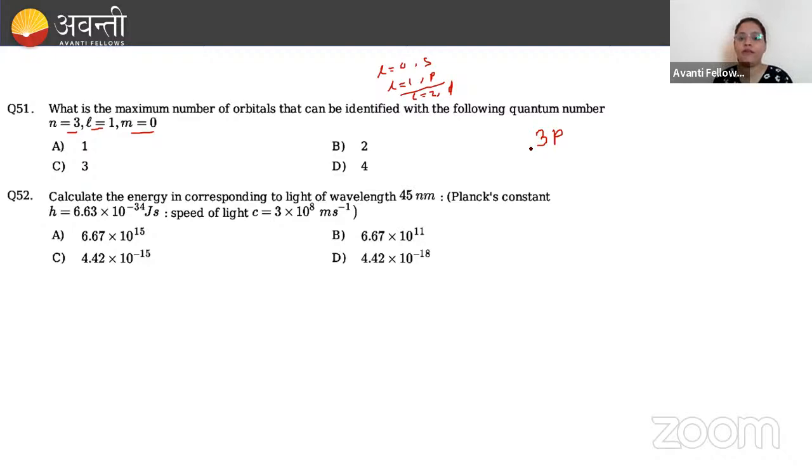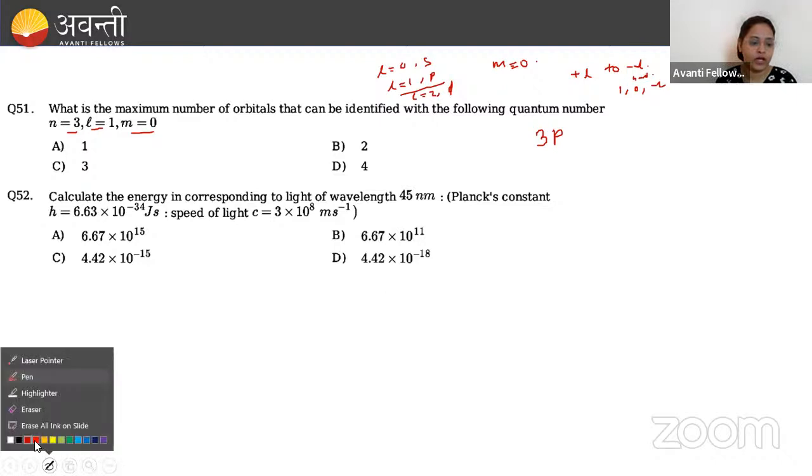When we talk about the m value here, it is 0. The m value lies between plus l value and minus l value. So when we talk about plus l to minus l, here it means it is between 1, 0 and minus 1. So when m is 0, which type of orbital will be present here?